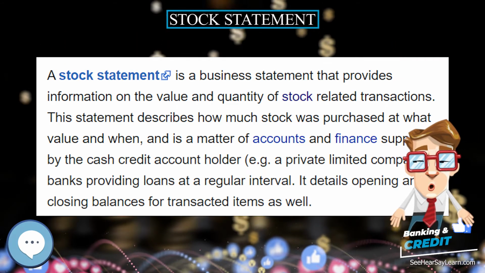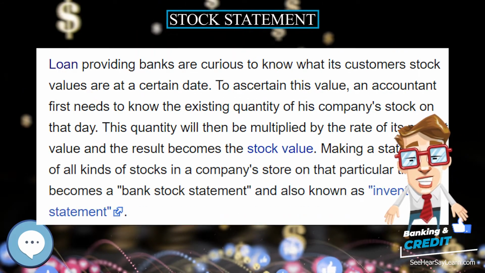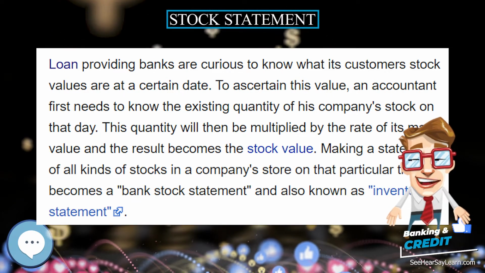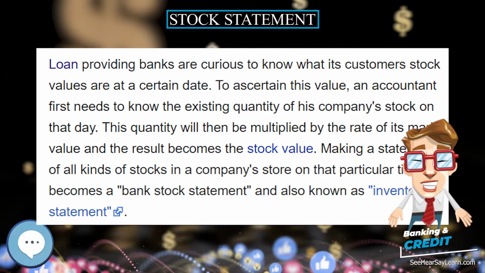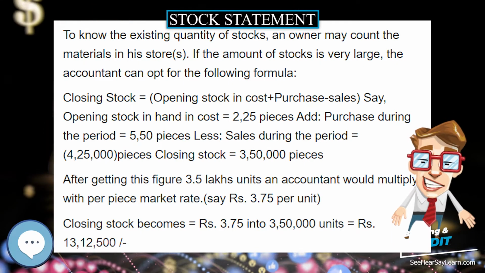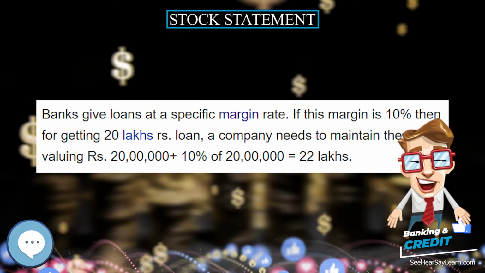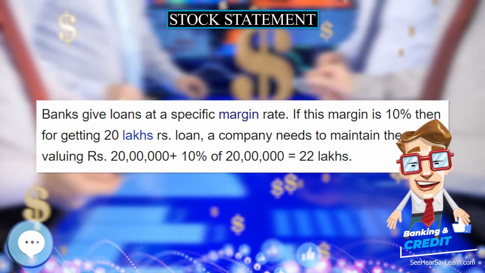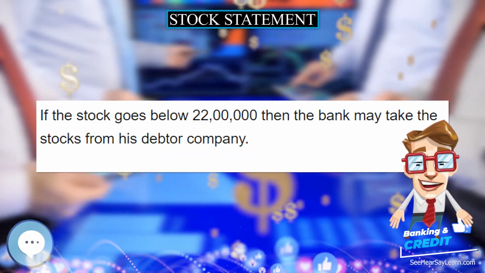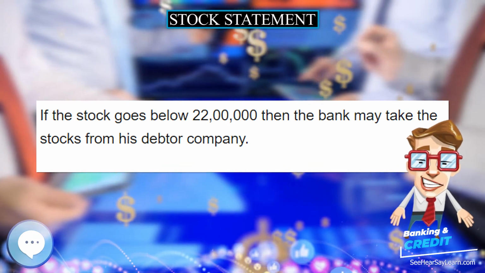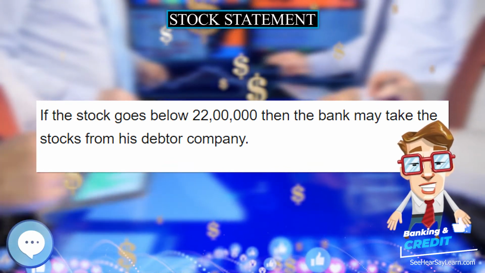Loan-providing banks are curious to know what their customers' stock values are at a certain date. To ascertain this value, an accountant first needs to know the existing quantity of his company's stock on that day. This quantity will then be multiplied by the rate of its market value and the result becomes the stock value. Making a statement of all kinds of stocks in a company's store at that particular time becomes a bank stock statement, also known as an inventory statement.